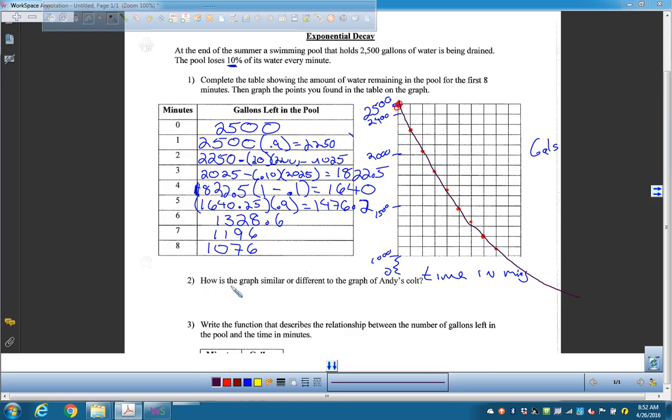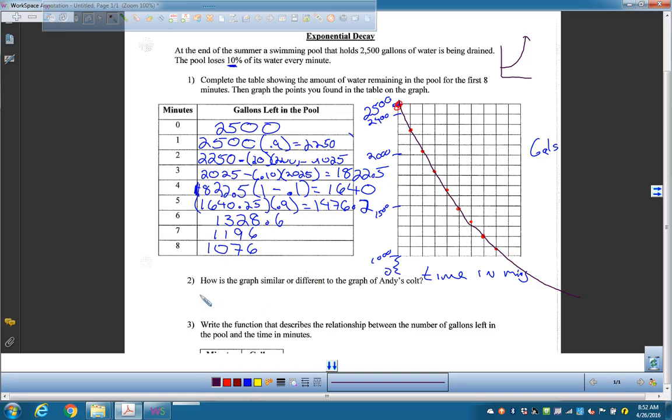So, how is the graph similar or different to Andy's graph? Is it curved like Andy's? So remember Andy's graph, he was the colt, and his colt was growing by a certain amount. The colt weighed 500 pounds or something, and it was going up like that. How are these two graphs similar or different? Yes, Ben? Going down, going up. Very nice.